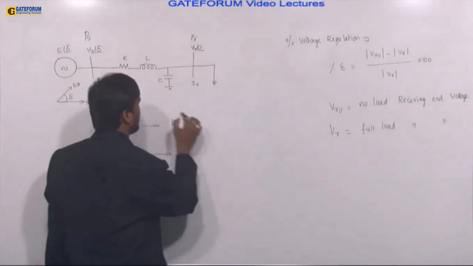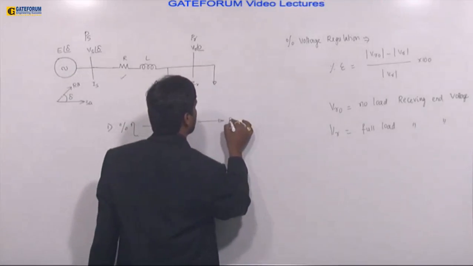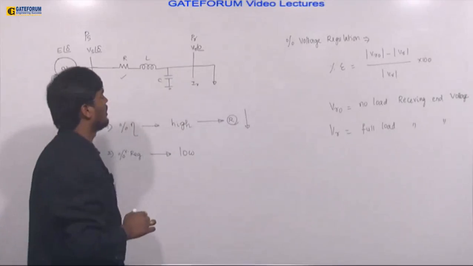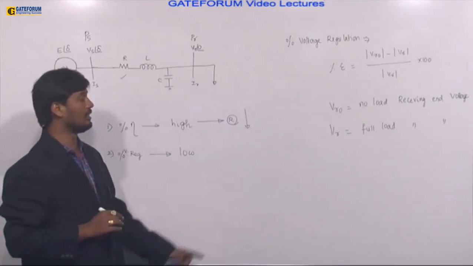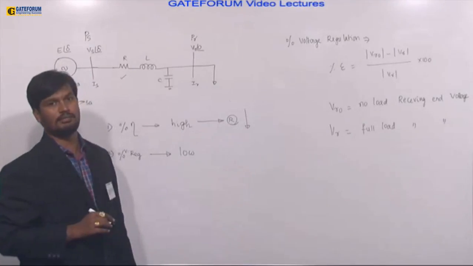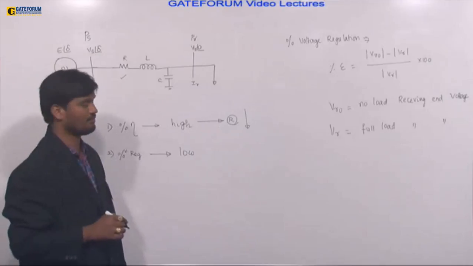Anyhow, efficiency depends on which element? Resistance of the line. We know that the resistance of the line is very less. Definitely, if the resistance of the line is less, there is a better efficiency at the load point. Yes or no? Because losses are less.